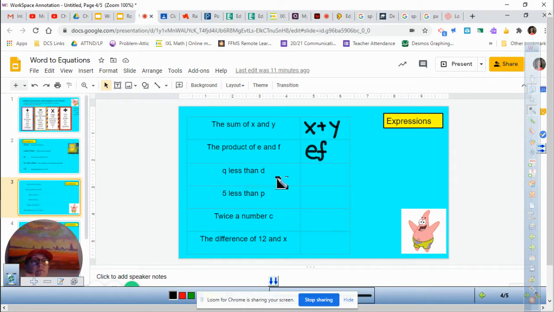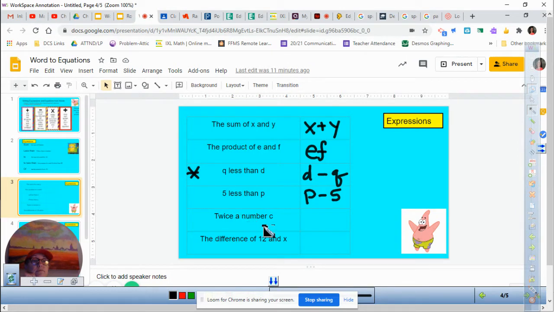Q less than D. Now this one's a little bit harder because in the other examples we had numbers and it helped us. Notice there is no "is less than", it's just Q less than D. Do not use an inequality sign. This is subtraction. So Q less than D means I start with D and I take away Q from it. 5 less than P. Well, that one's easy. P minus 5.